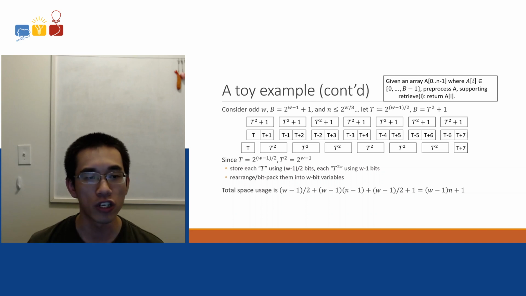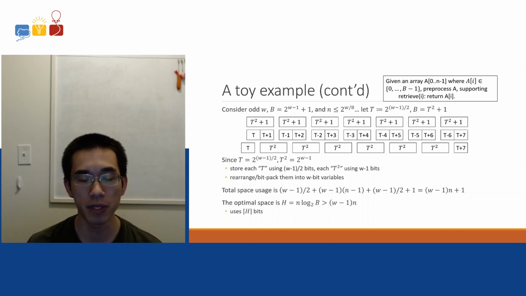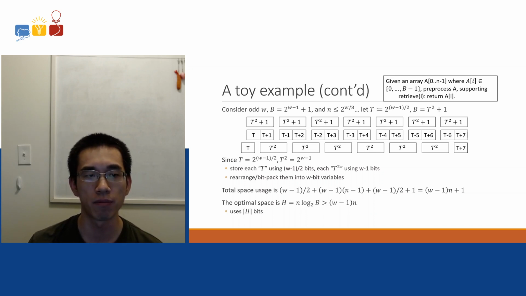And also the last integer will be rounded up and stored straightforwardly. So the total space usage of this data structure is w minus 1 divided by 2 bits for the first t, and w minus 1 bits for the n minus 1 t squares, and also w minus 1 divided by 2 plus 1 bit for the last integer. And if we do the calculation, this turns out to be exactly w minus 1 times n plus 1 bits, as we claimed. And because the optimal space in this case for this setting of parameters, h, is n log b, which is more than w minus 1 n bits, this data structure actually uses the optimal space h rounded up, n bits.